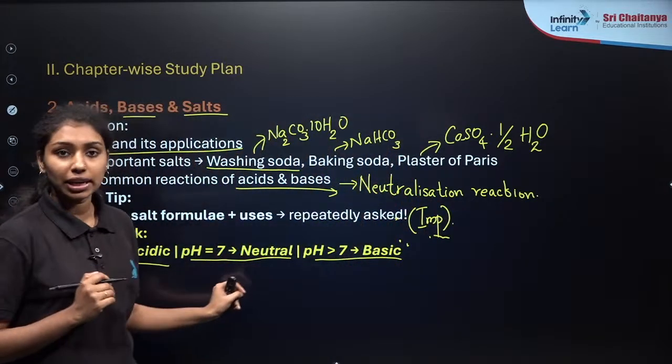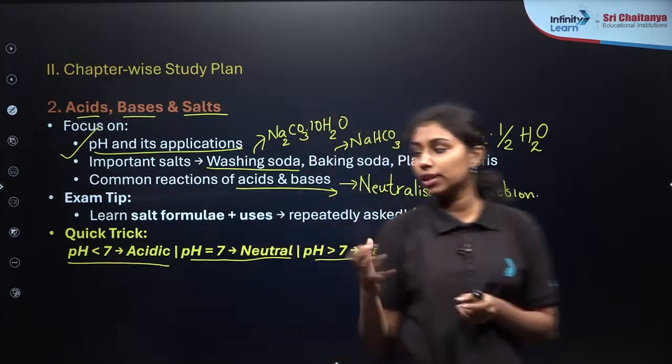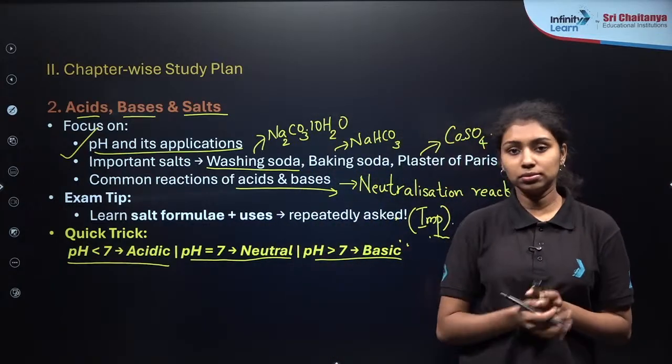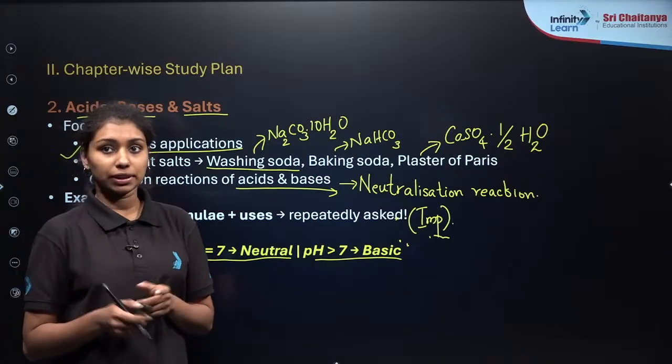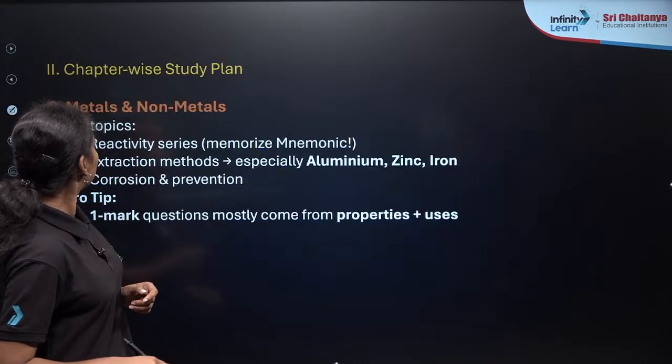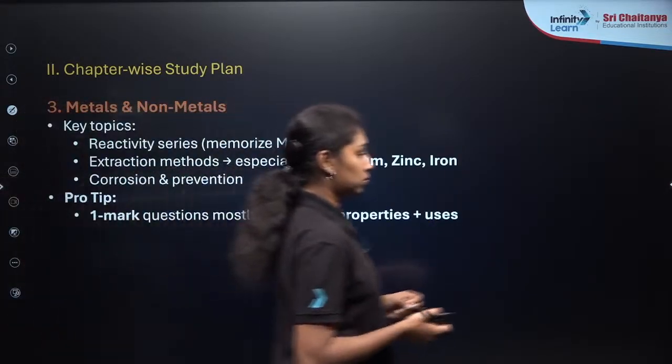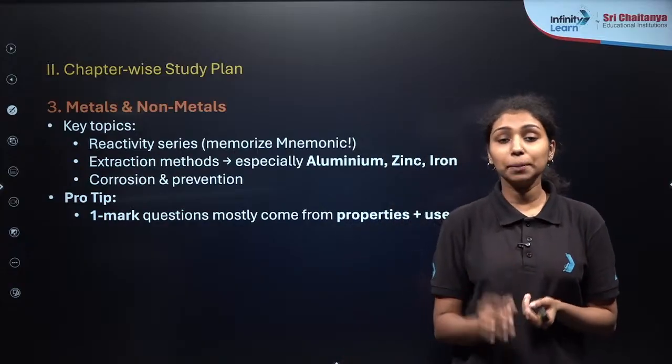Then just a trick is given here, depending upon the pH, how we can predict whether it is acid, base or neutral. I hope you understand about the second chapter. Now we are moving to the third chapter, right? So this is our third chapter, metals and non-metals.